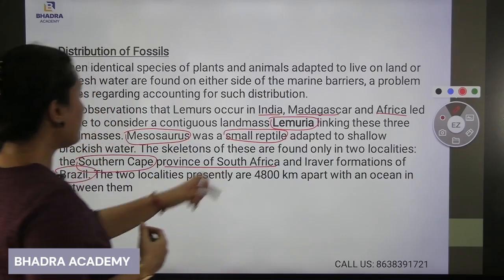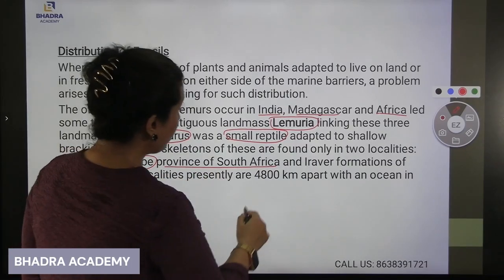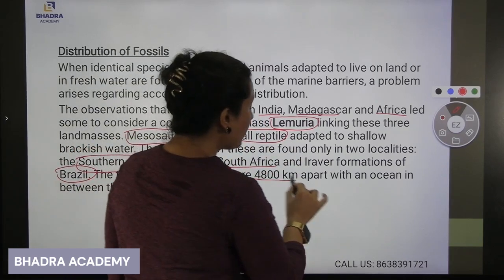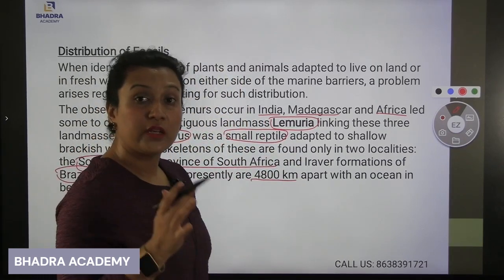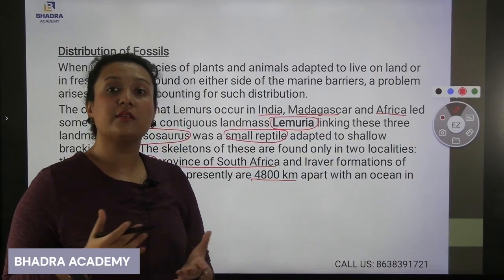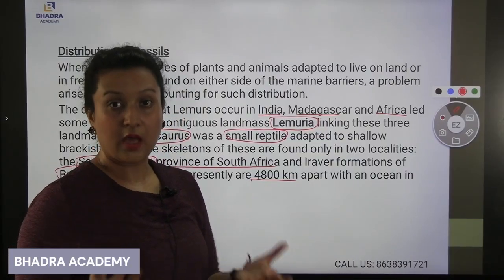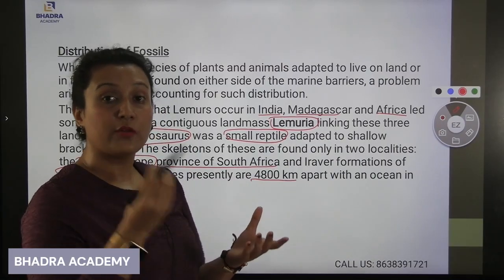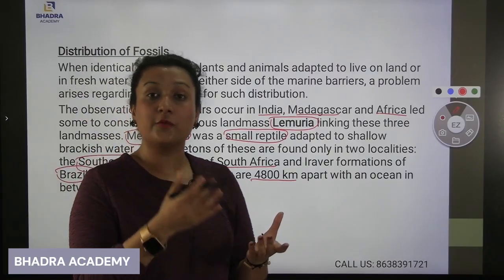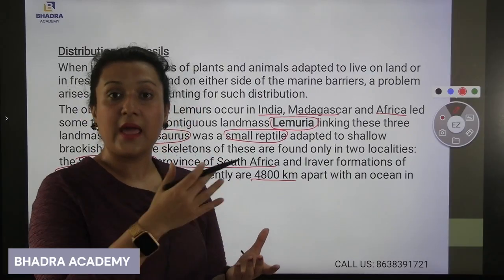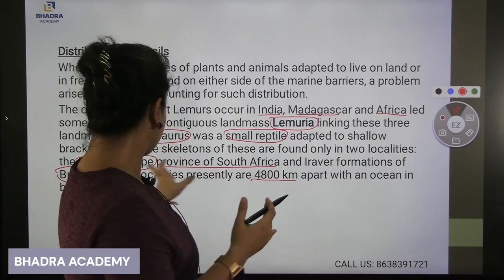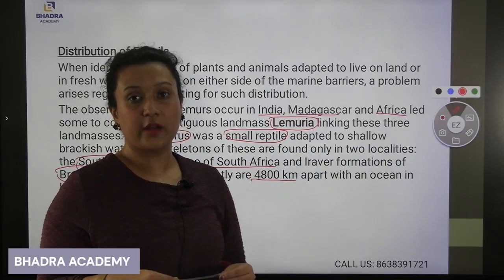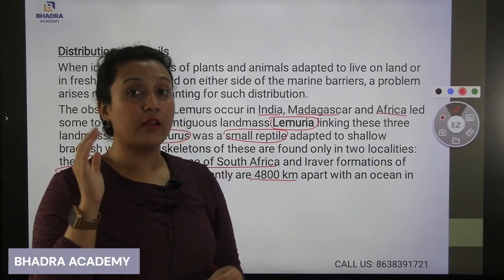So the two localities are presently 4,800 kilometers apart. If I talk about South Africa and South America, they are 4,800 kilometers apart, but how are the skeletons found in different regions? How do those skeletons prove the continental drift? Some skeletons are found in the Irati formations of Brazil, and some in the southern Cape of South Africa, but both are 4,800 kilometers apart. So in this way also we can find out the continental drift.